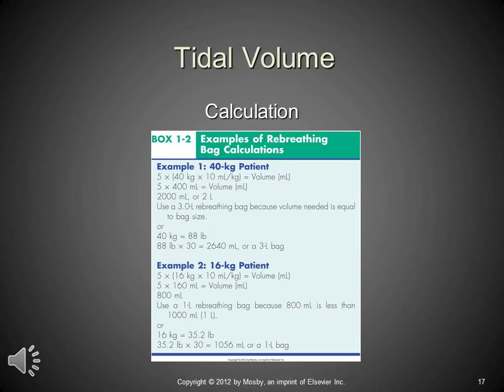This is box 1-2 from your book. You can go through this. This is examples of breathing bag calculations. Okay, and we will get into some breathing bag calculations a little later on. This seems to me a little bit overly complicated and a little bit of overkill at this point in time, so you can take it for what it's worth.